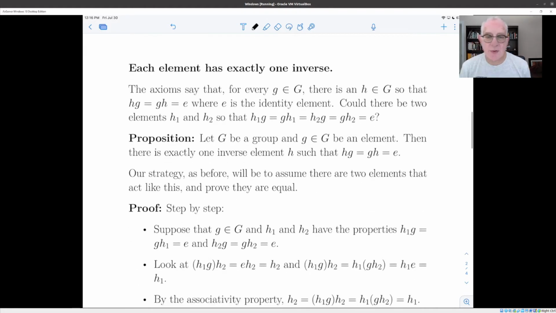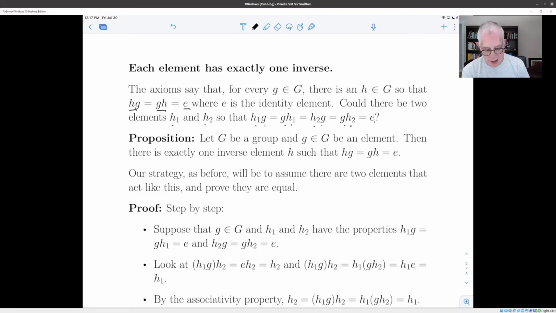A similar sort of question has to do with inverses. So the axioms of a group say that for every group element g, there's an element h, which acts like a multiplicative inverse. That is to say, h g is the same as g h is e, where e is the identity element. It doesn't say that this inverse element is unique. In other words, it could happen that there were two inverse elements. There could be an H1, so that H1 g and g H1 were e, and an H2, so that H2 g equals g H2 is e. The axioms don't rule that out.